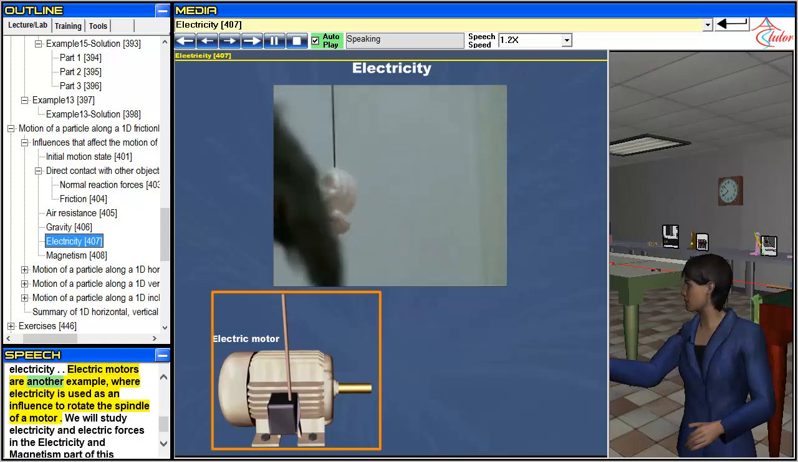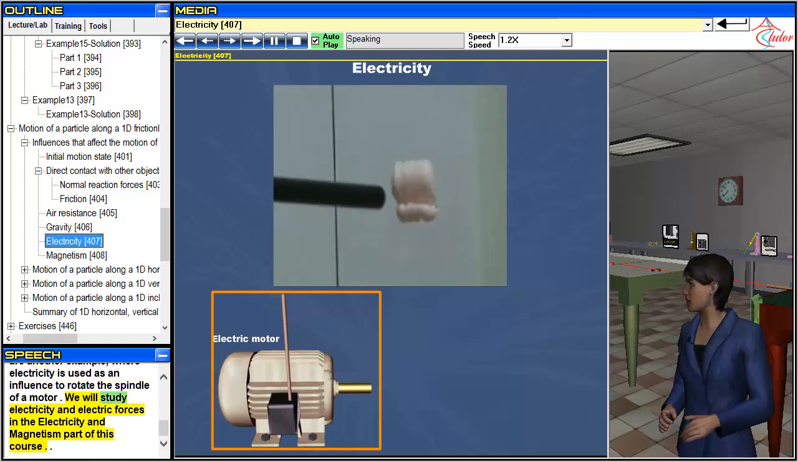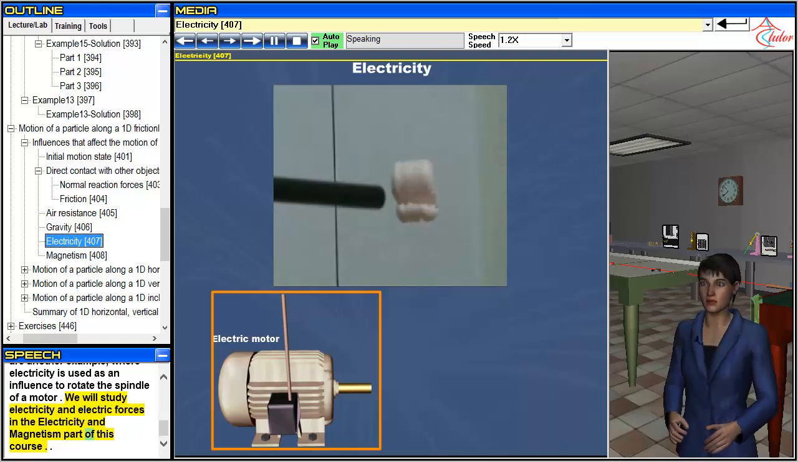Electric motors are another example, where electricity is used as an influence to rotate the spindle of a motor. We will study electricity and electric forces in the electricity and magnetism part of this course.